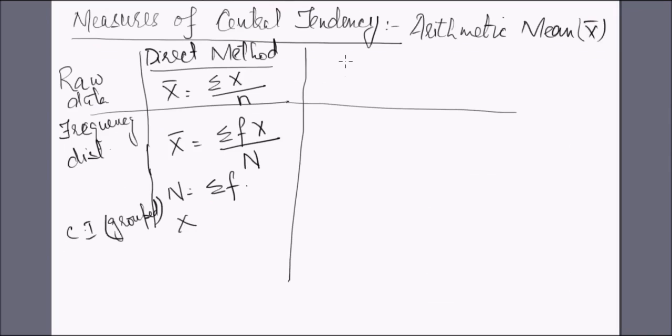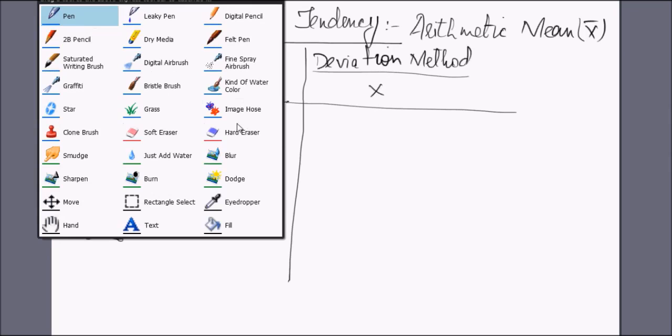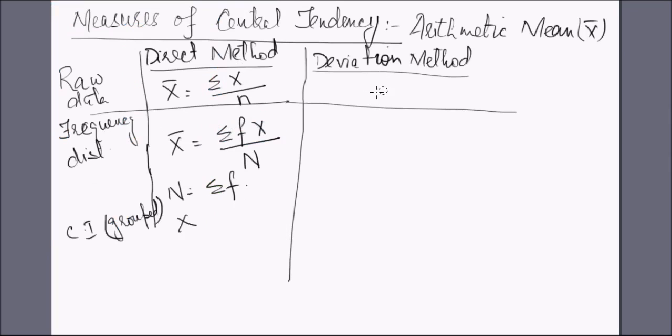Yeah, let me do that here. We have started our deviation method. Now, the case of raw data is really trivial. We are not taking that. Oh, yeah, this x may confuse you. We are using it as variable, so let me just put a blank here.